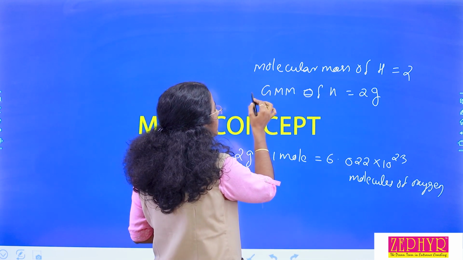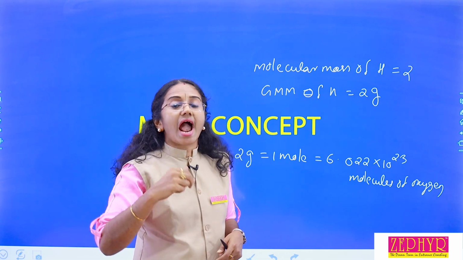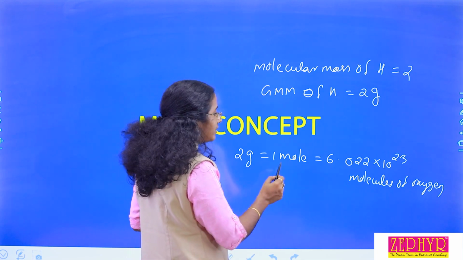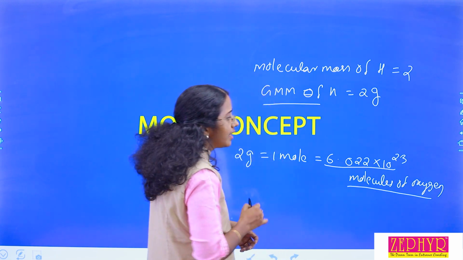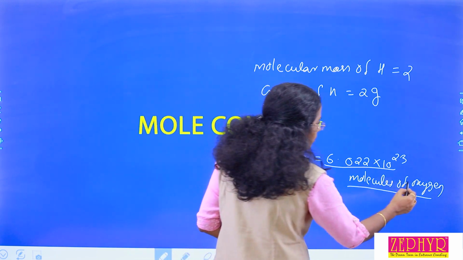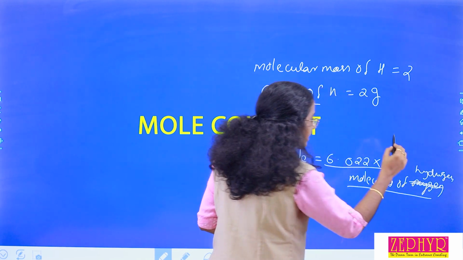1 GAM contains 6.022 × 10^23 atoms. What about 1 GMM? 1 GMM means 6.022 × 10^23 molecules of hydrogen. That is the difference.